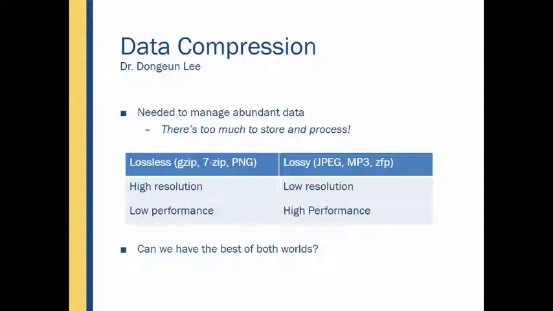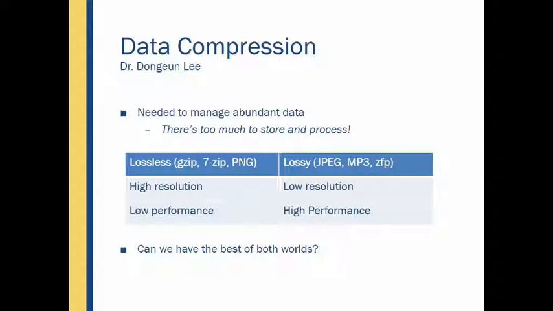What about lossy compression? Now, it's vice versa. Lossy compression guarantees high performance. It means that you can reduce your data file size to a really compact form. But at the same time, since this is lossy compression, it's inevitable to lose some kind of information. When you first encode data using any lossy compression format, and you decode it to reconstruct the data, you lose some of the information because it's lossy compression.